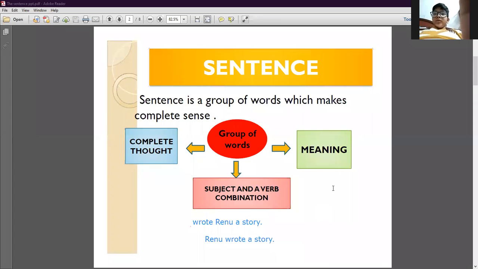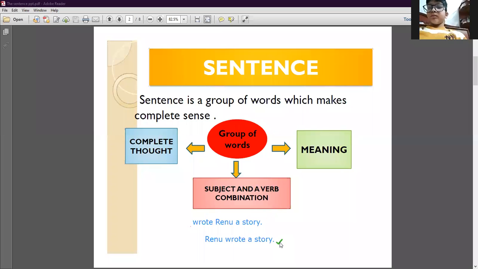So I'm writing a sentence: Renu wrote a story. Here you notice that it conveys a meaning. Renu wrote a story. This is a group of words and has a complete thought, a complete meaning, and a subject and verb combination also in this sentence. So this is a sentence. A sentence is a group of words which makes complete sense. दूसरे sentence में आप देख रहे हैं कि complete sense हो रहा है. This is called a sentence. Clear, students?